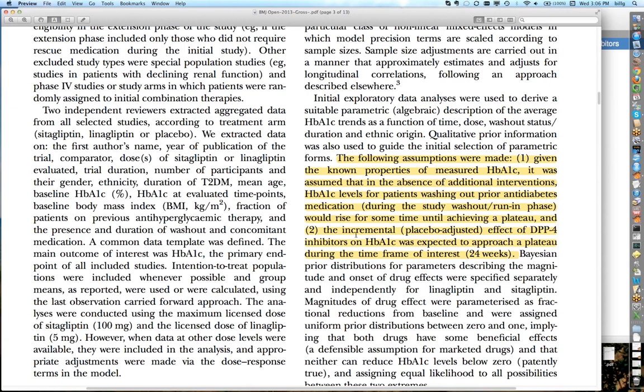And that the incremental effect of DPP-4 inhibitors... I'm forgetting what it said. Oh yeah, it basically means that when you do administer an active DPP-4 inhibitor, the expectation is that the HbA1c would decrease gradually and would approach a plateau. So the idea is that both onset and offset of drug effects would have sort of an asymptotic property. That is basically what those two assumptions are saying.